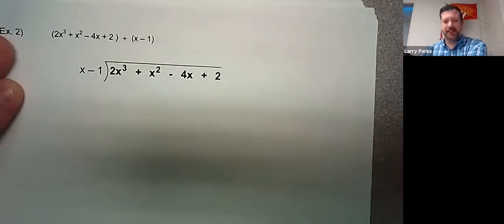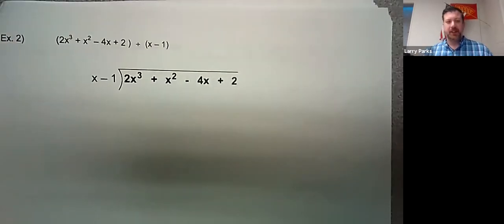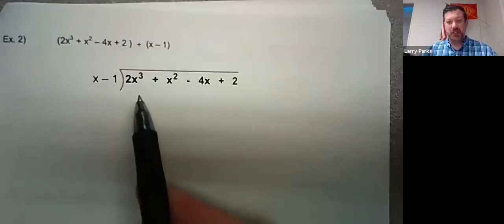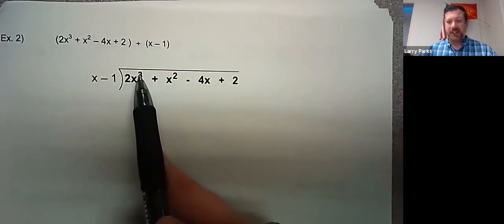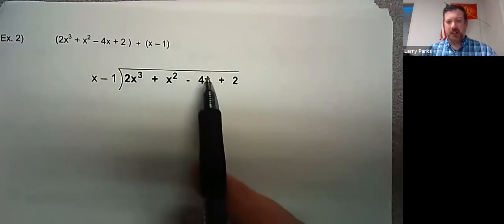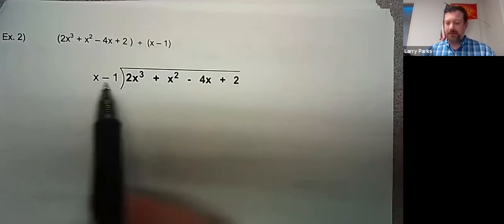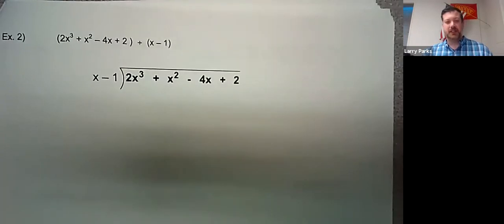All right, here's another one. They put it out in order for us. I like to make sure. So the highest degree is 3. So I should have a 3, a 2, a 1, a constant. I do. X minus 1 is fine. So let's go ahead and start.